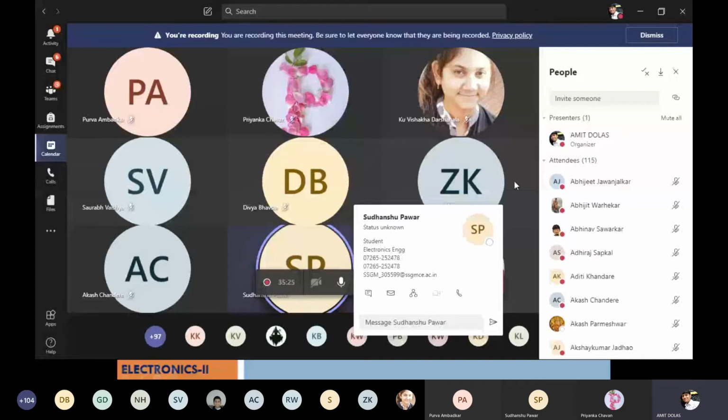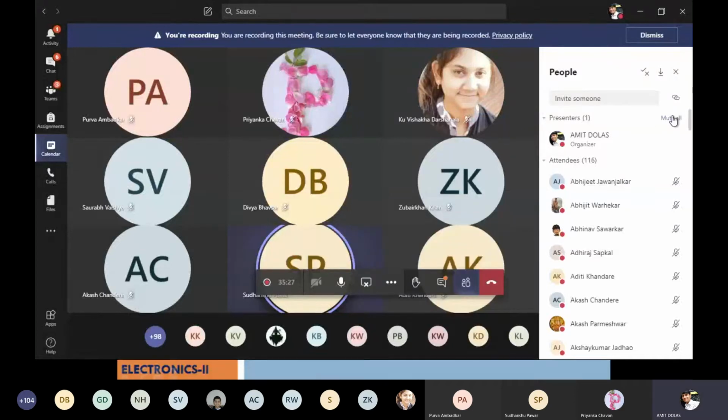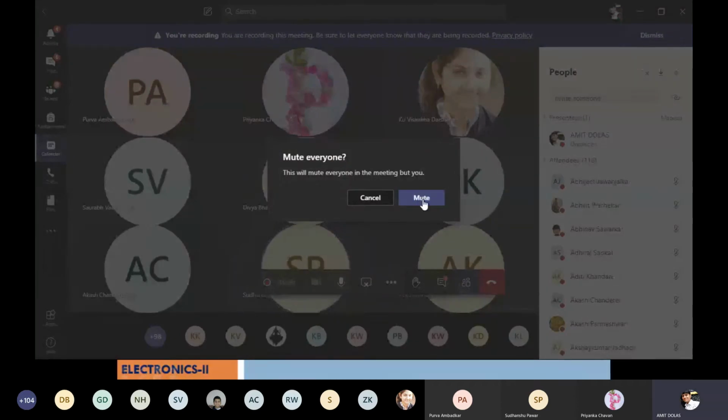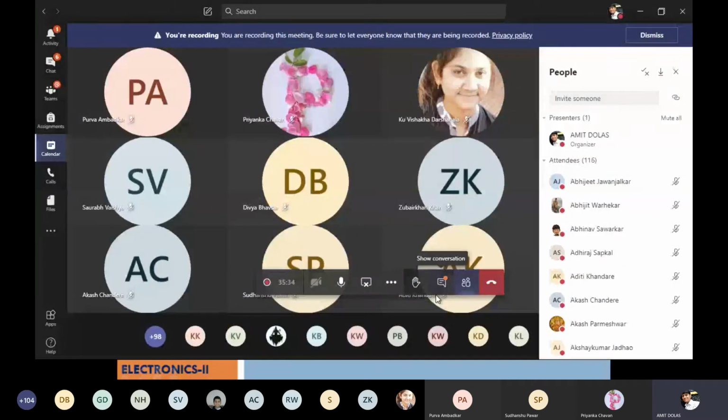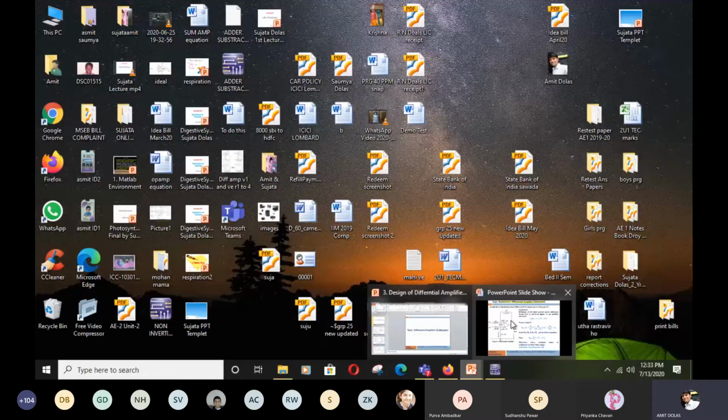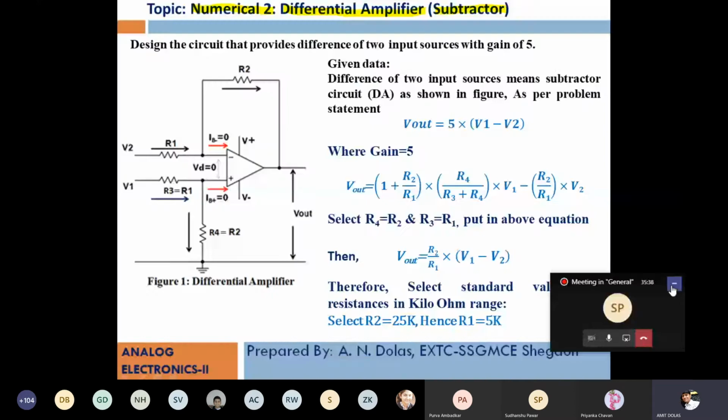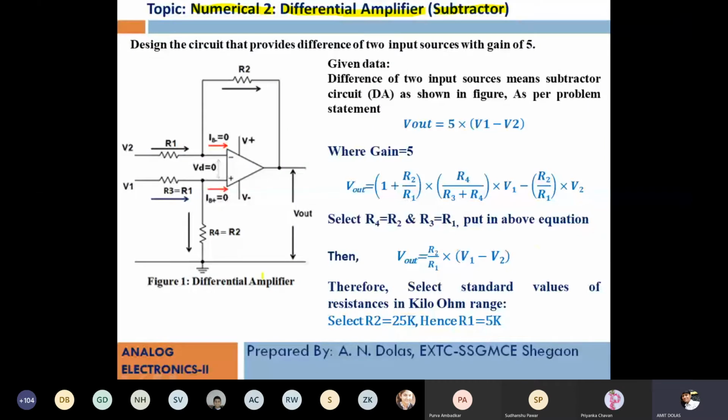So moving back to the second numerical, that is also based on a subtractor, that is, the differential amplifier. The numerical is: design a circuit that provides the difference of two inputs, of course V1 minus V2, two input sources, with a gain of 5. So what is the operation here? The operation is you have to subtract two inputs and amplify it with a gain of 5. Just focusing on the statement is very important.